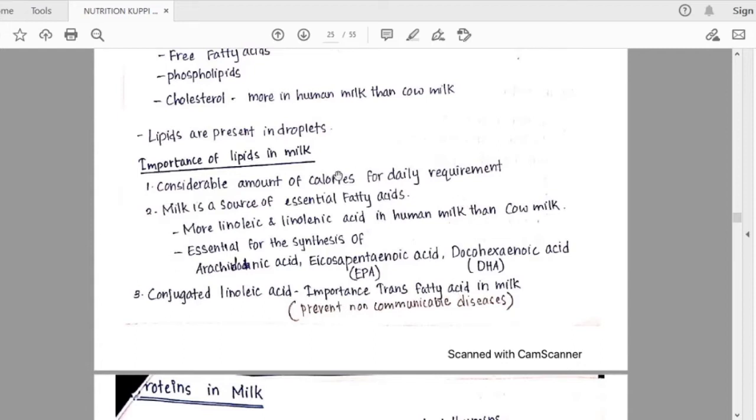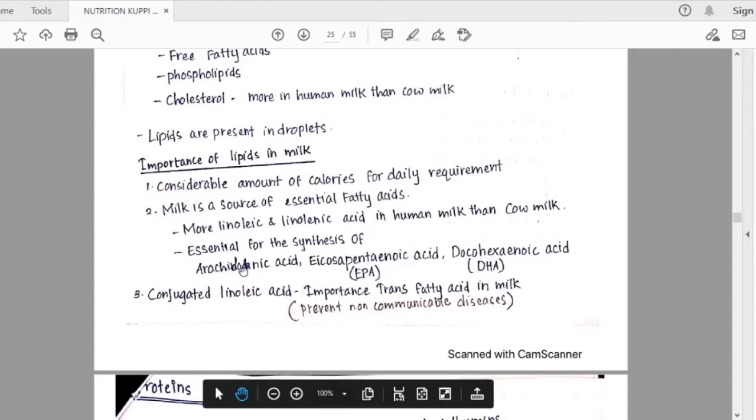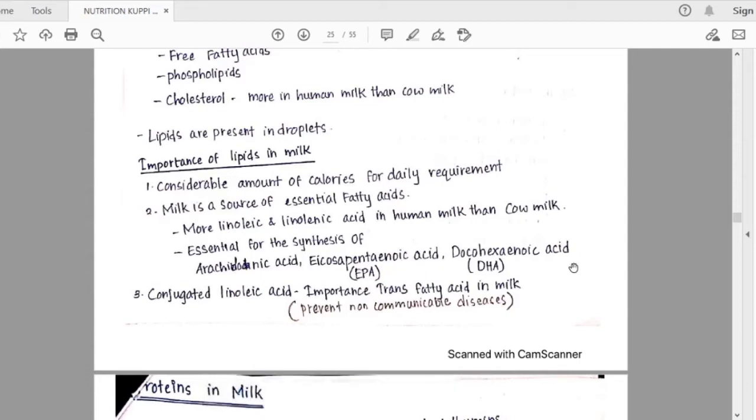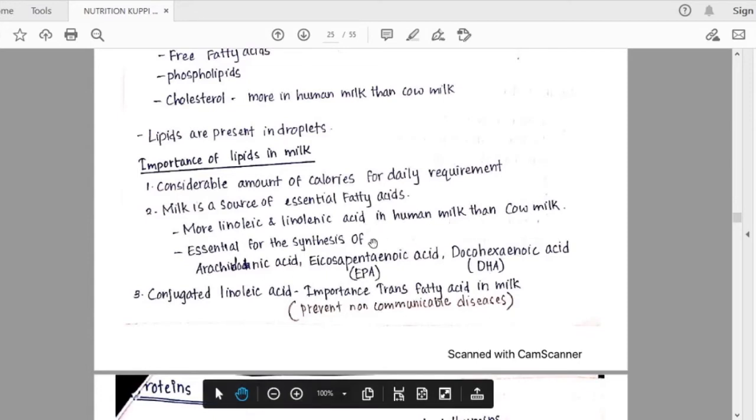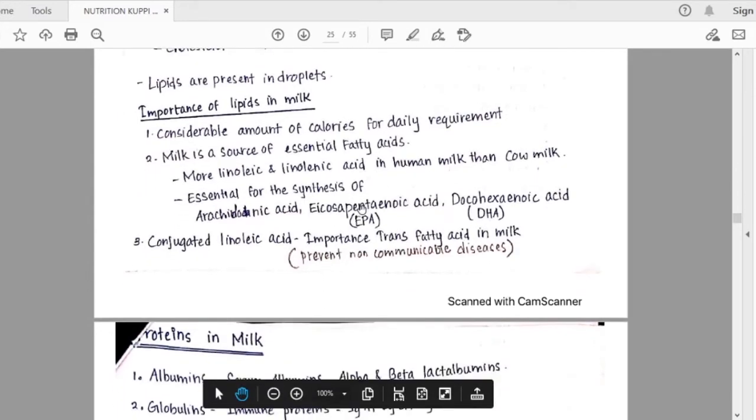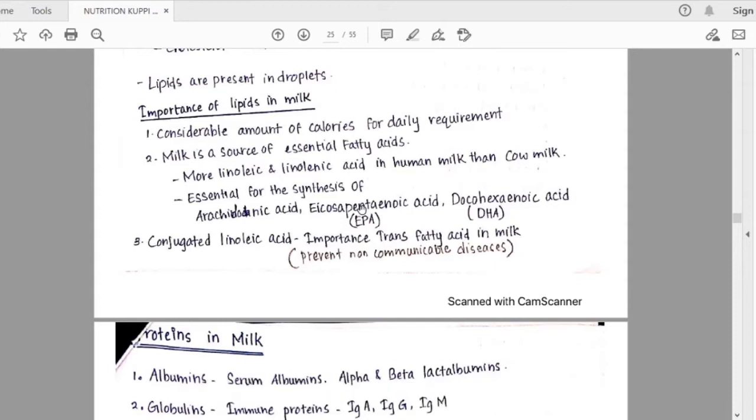Now we talk about why these essential fatty acids are needed: to produce arachidonic acid, which is a precursor of prostaglandins. Then eicosapentaenoic acid and docosahexaenoic acid. EPA and DHA are very important for brain development. Conjugated linoleic acid. Importance: trans fatty acid in milk. This prevents non-communicable diseases.